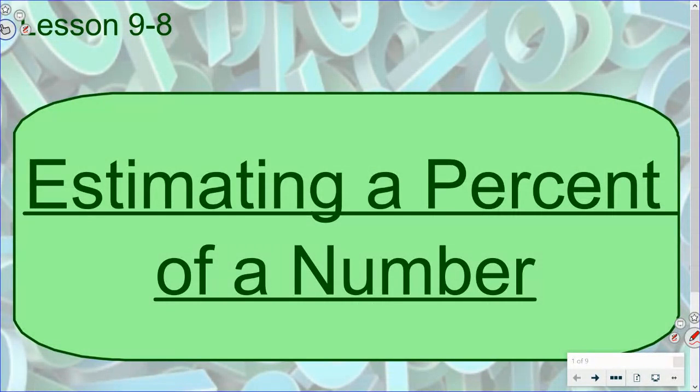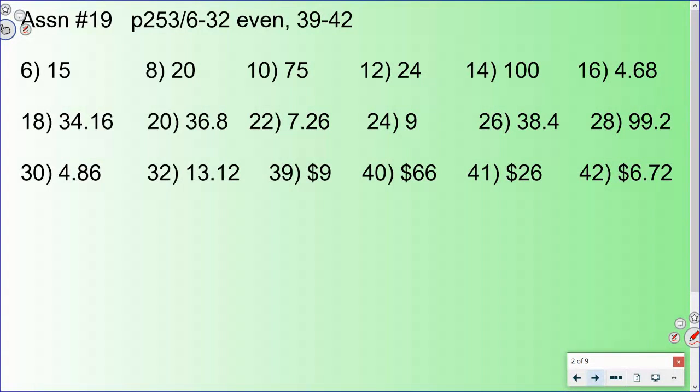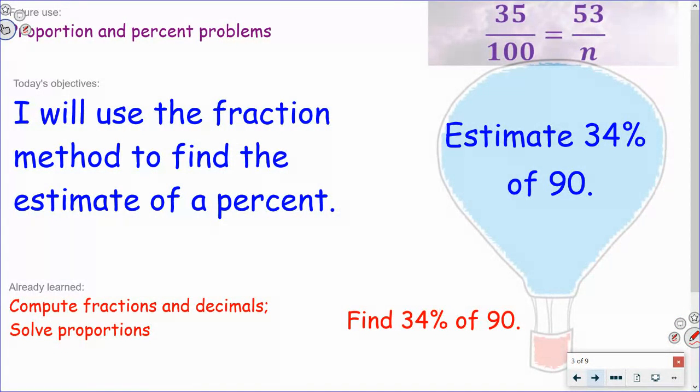And back to business, estimating a percent of a number. Go ahead and pause, take a look at your answers. Come on back when you're ready. You all know how much I love questions and I'm here to help you, so bring those questions to class.